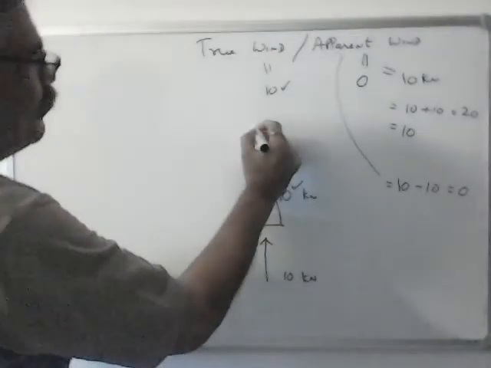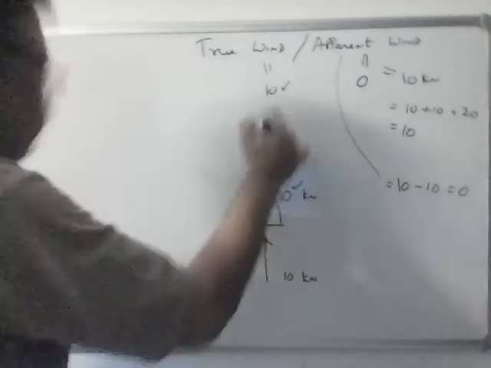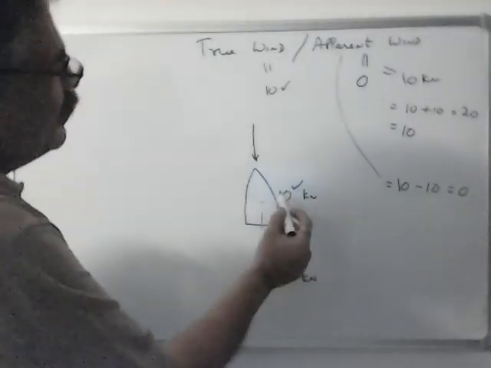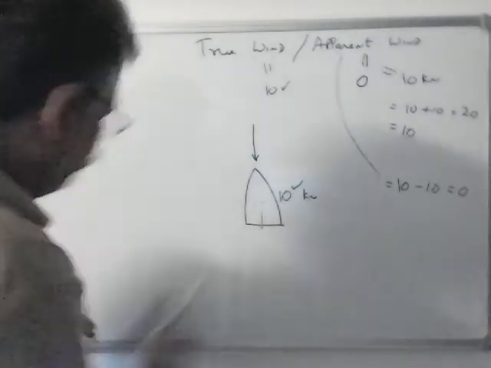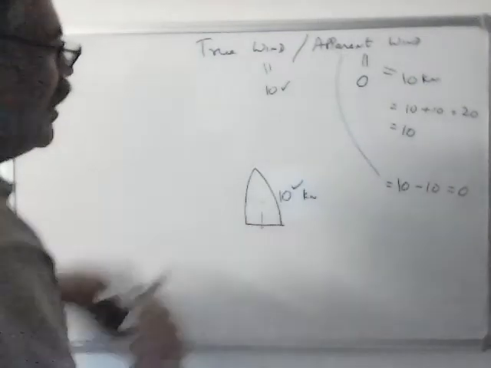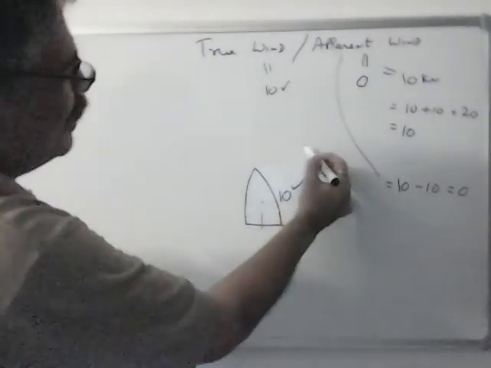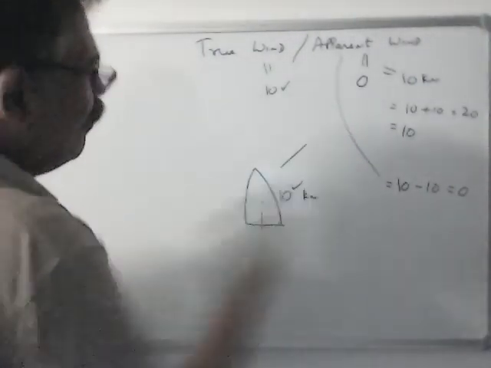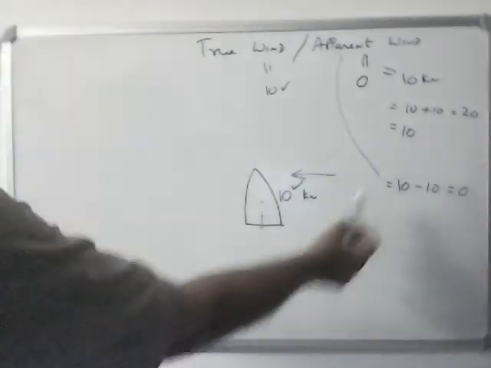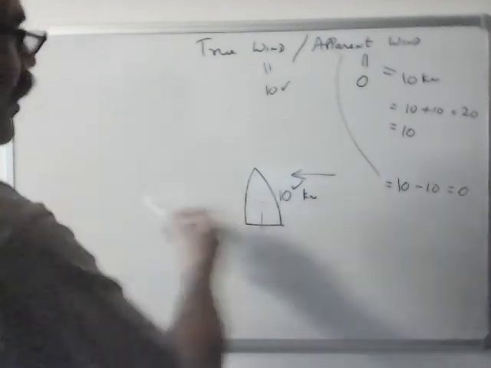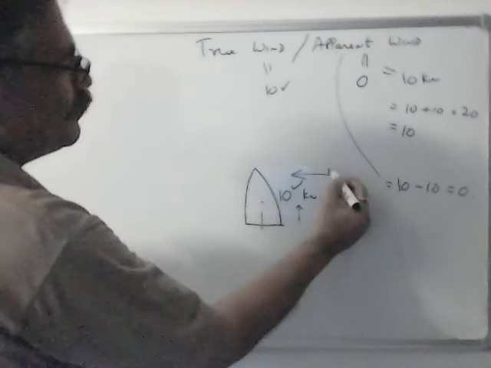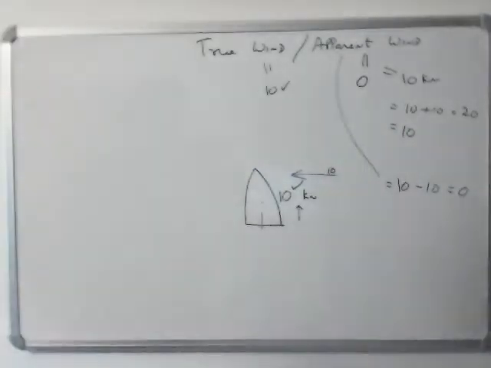Now suppose true wind is like this at 10 knots, northerly, coming from north going to south. Ship speed is 10 knots. Or let us change it. Ship speed is 10 knots and true wind is at an angle, you can say like this, easterly, coming from east going to west. Ship is going at 10 knots. True wind is 10 knots easterly, going from east to west.